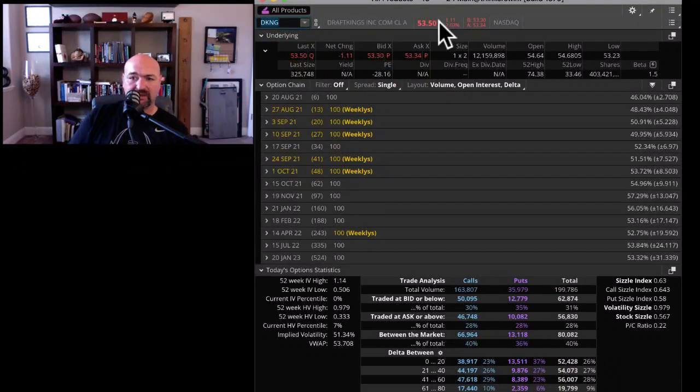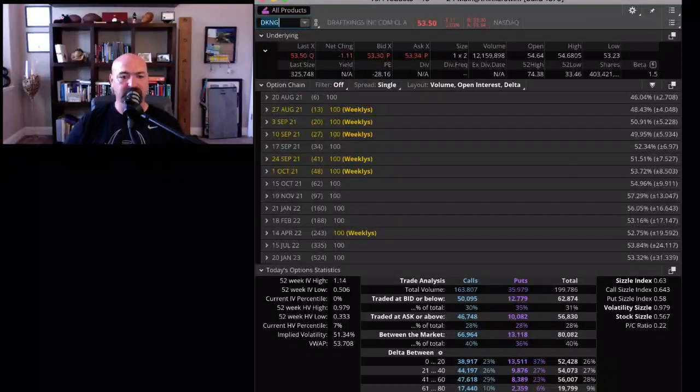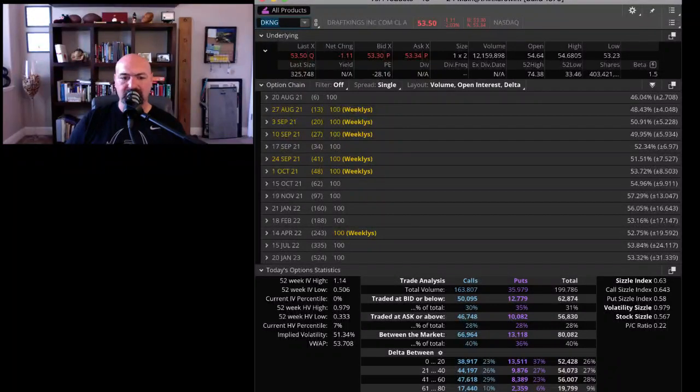And really, DraftKings is at 53. So if we go look at the $60 strike, that's a $7 move, whereas Coca-Cola only needed to move $3. So common sense would say DraftKings would be cheaper, right? Because it's got further to run. It's got to move $7, where Coca-Cola only had to move $3, and everything else is the same. 160 days for that January expiration date.